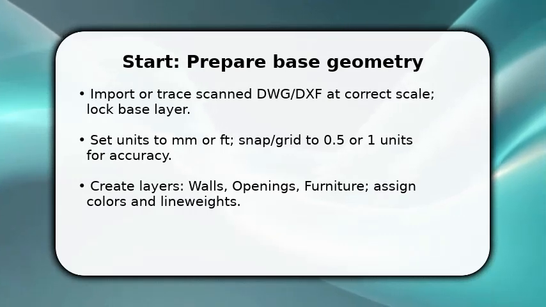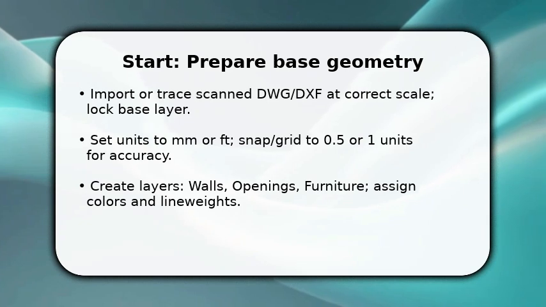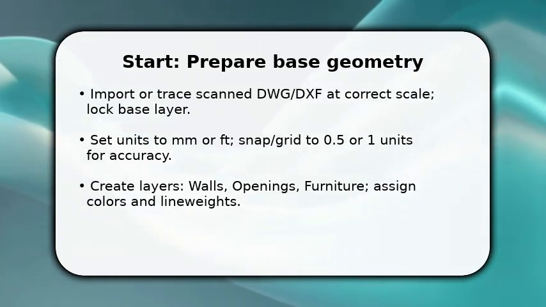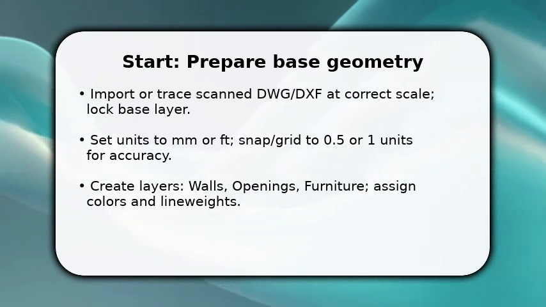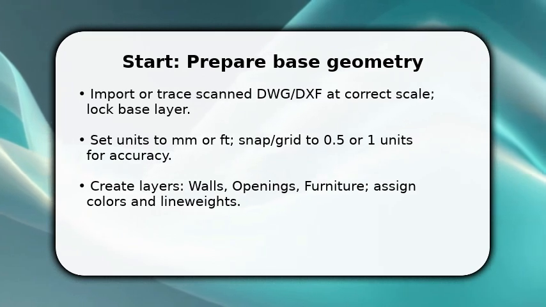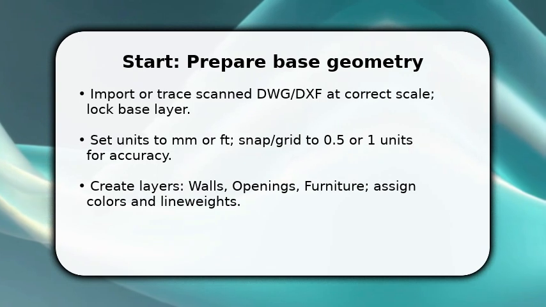You begin by getting accurate base geometry into Rhino. This is why scale and units matter. Import the DWG/DXF or trace an image, then lock the base layer so you don't move it accidentally. Once done, set Rhino units to mm or feet and enable grid snapping to 0.5 or 1 for consistent inputs.